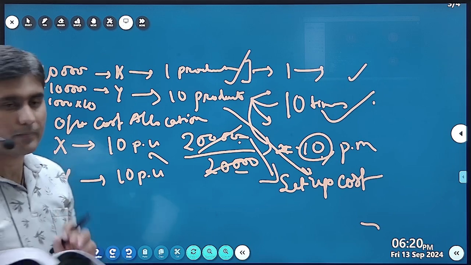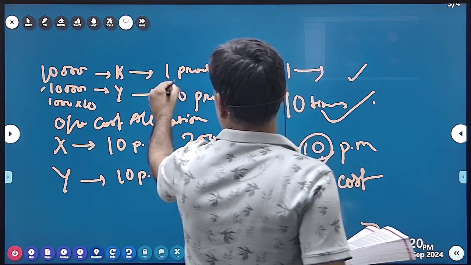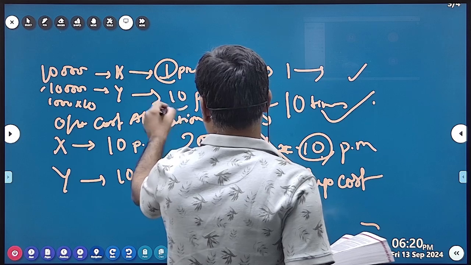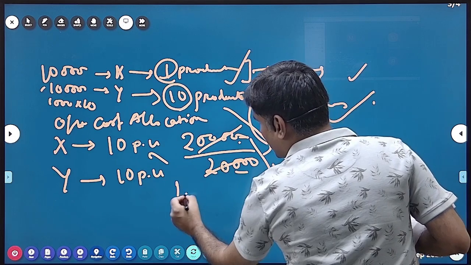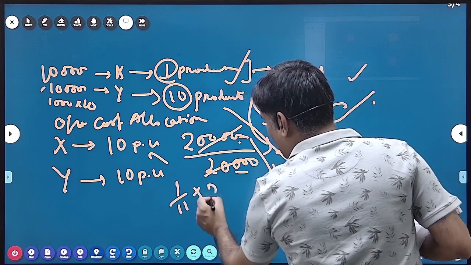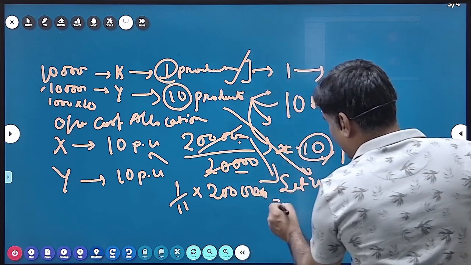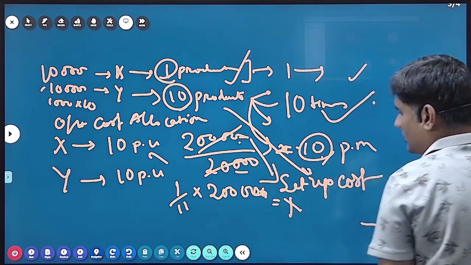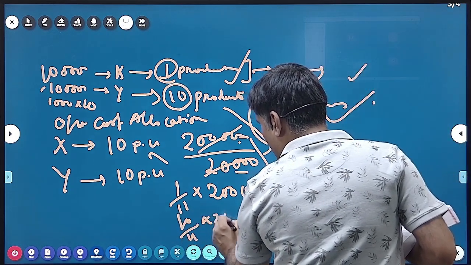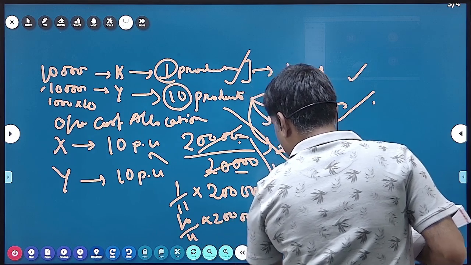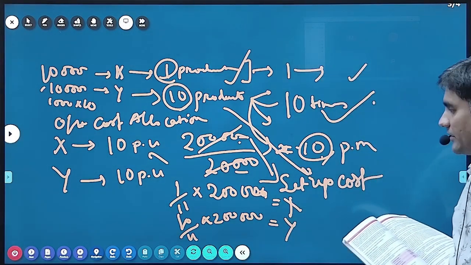Now, in activity based costing, what will be the base? The base will be 11. Product X requires a setup cost, setup 1 time, and product Y requires setup 10 times. So the base will be 1 by 11 into 2 lakhs. This will be allocated to product X, and 10 divided by 11 into 2 lakhs will be allocated to product Y. So find out for product X: 1 divided by 11 into 2 lakhs.